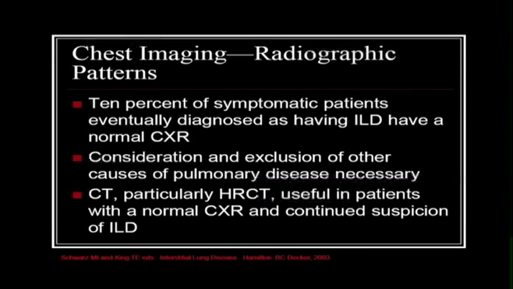It's interesting to note that 10% of symptomatic patients who are eventually diagnosed as having an interstitial lung disease will have a normal chest x-ray. Consideration and exclusion of other causes of pulmonary disease is obviously necessary, and CT scan, particularly high-resolution CT scan, is useful in patients with a normal chest x-ray who you still think may have an interstitial lung disease.